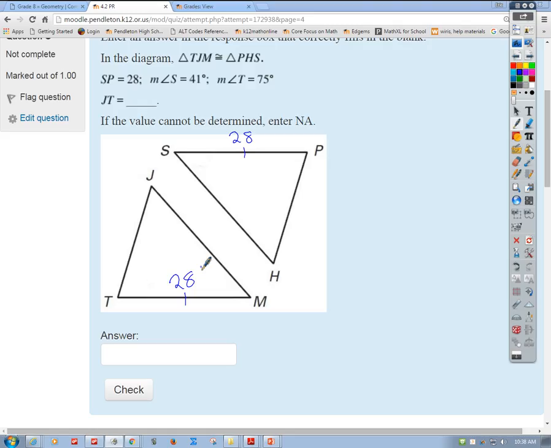Am I given any other information here about sides? I'm not, am I? And there's really no way to find the other sides. Maybe if these were right triangles and I had two of them, I could use the Pythagorean theorem or something, but they're not. I'm only given one side. So when they ask for JT, do I know? No. So what do the instructions say to do then? NA. Yeah, if you can't determine the value, then the answer's NA. Okay? Make sense? All right.